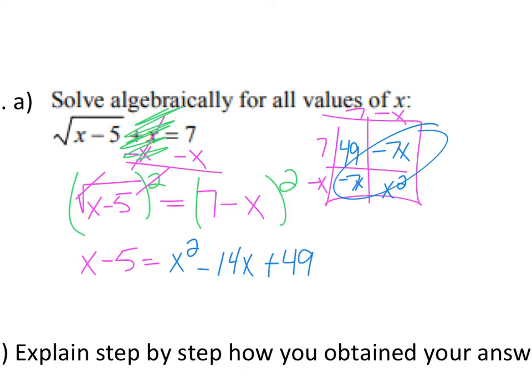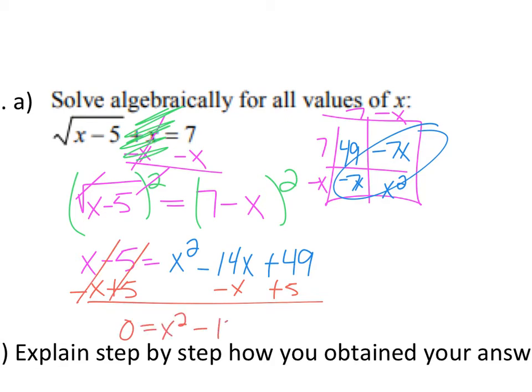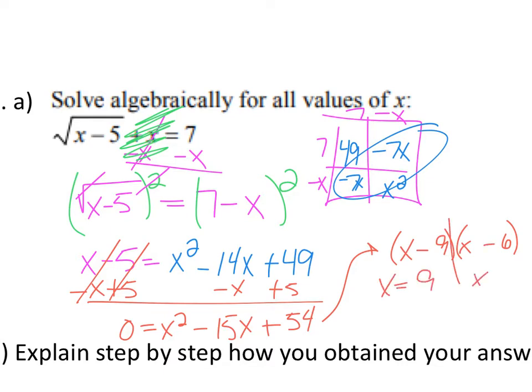Now remember, x squared likes to be equal to 0, so I'm going to subtract the x and add the 5 over. That'll get me 0 equals x squared minus 15x plus 54. And now I can do AM. So the factors of 54 that add to 15 are 9 and 6. We want a negative 15 though, so I'm going to make these both negative. So I'll get x equals 9 and x equals 6.